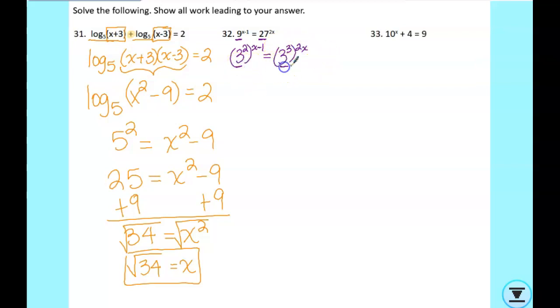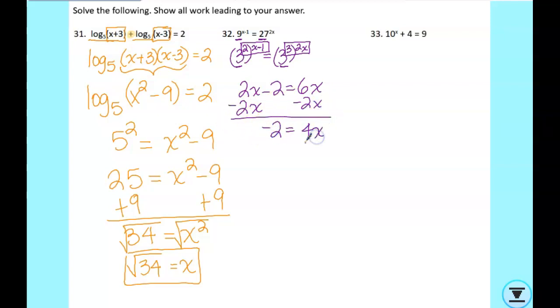So now that our bases match, we don't need to use them to solve for x. We're just going to make sure that we multiply these two together and multiply these two together. So 2 times x is 2x, 2 times negative 1 is negative 2, and 3 times 2x is equal to 6x. So we have x's on both sides. Start with your smallest variable. So negative 2 is equal to 4x. We're going to divide by 4 on both sides. So x is equal to negative 1/2.